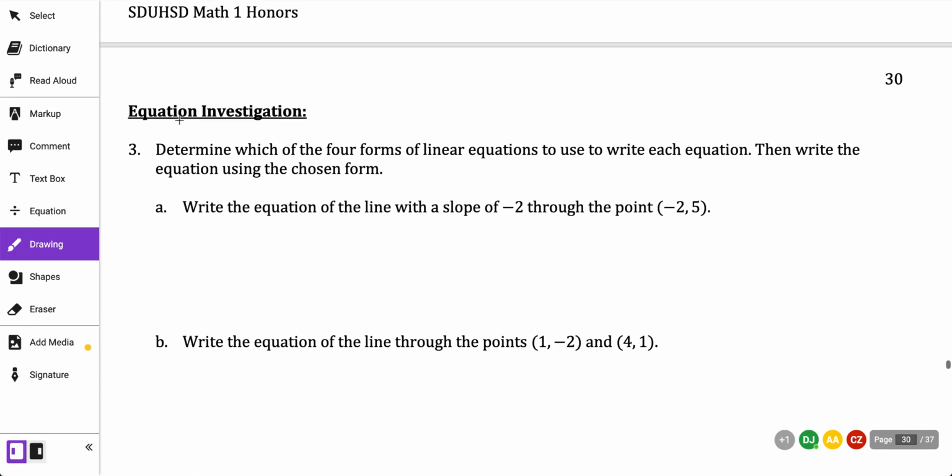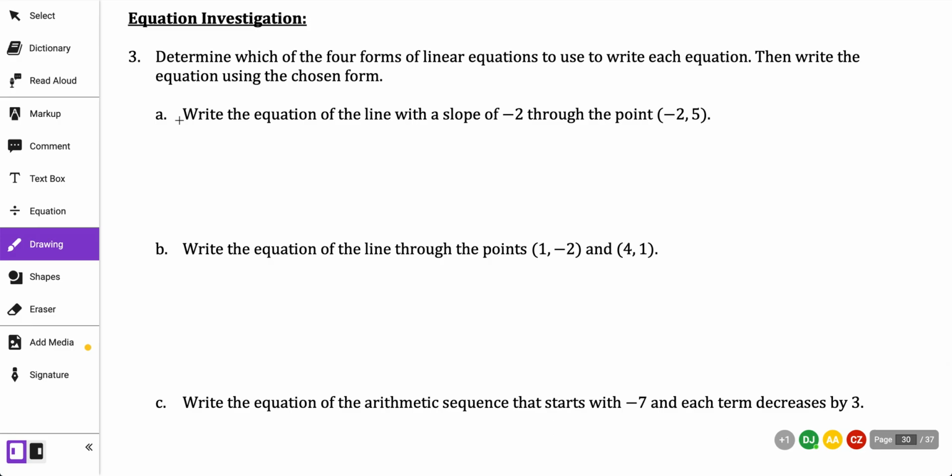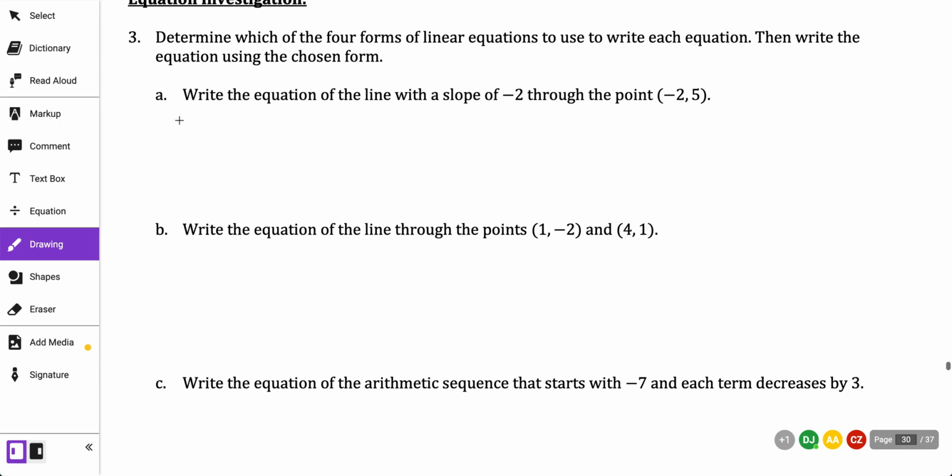And now what we're going to do is equation investigation. We're going to create an equation based off the information that they're given to us. And we're going to have to basically create the form. So determine which of the 4 forms of the linear equation to use to write each equation. So once again, we have slope-intercept form, point slope form, recursive, and standard form. And you need to figure out which form should we use.